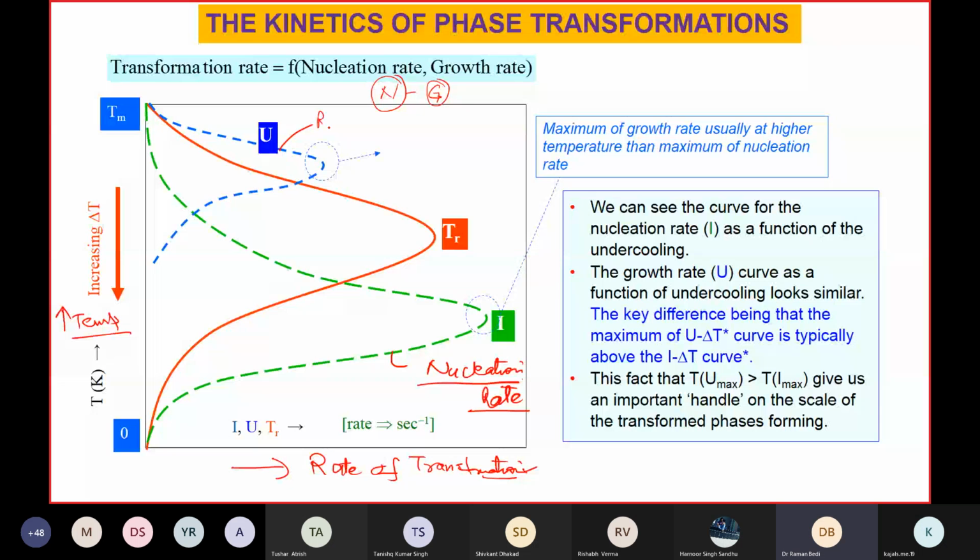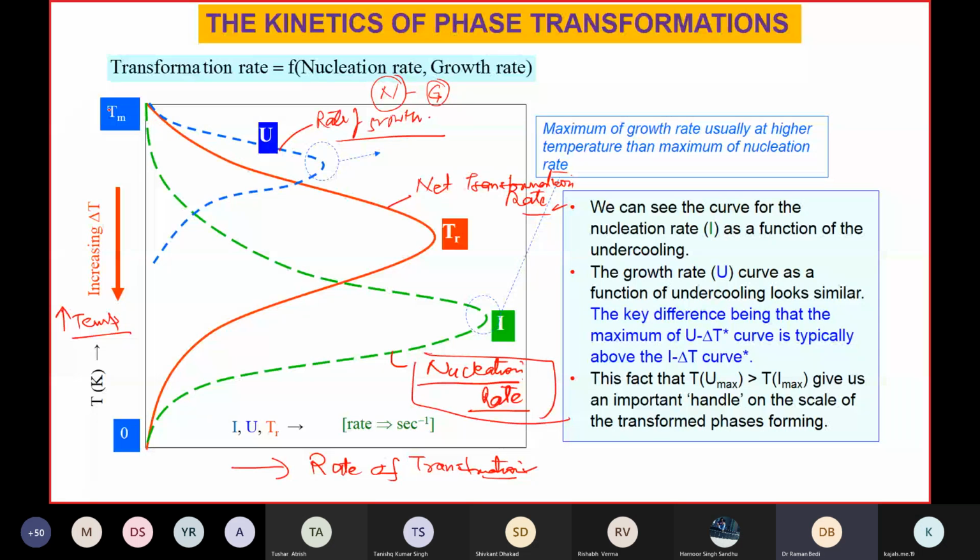The rate of growth is shown here with the help of this blue curve. And the red curve then shows the net transformation rate. The net transformation rate, which is a combination of both. The net transformation rate is a combination of your growth rate and nucleation rate.